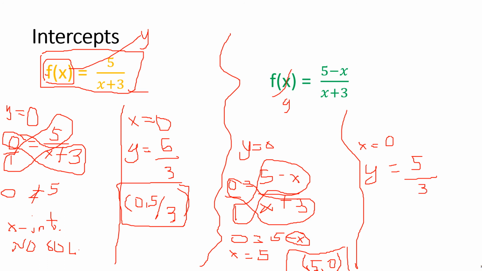Okay, so since we obtained 5 over 3 as the value of y, therefore our y-intercept will be 0 as the x-coordinate, since we use x is equal to 0, and 5 over 3.